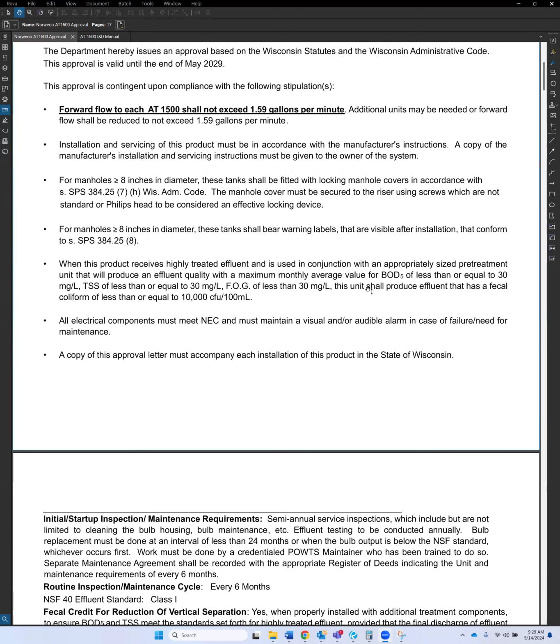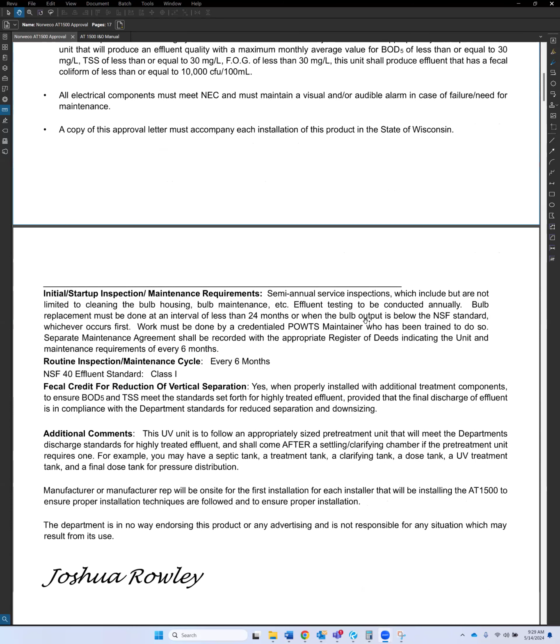Another issue with the lamps is they're going to require inspection and maintenance every 6 months. So there should be a separate maintenance agreement recorded on the deed for these, so they can specifically see the requirements for the UV lamp. The 6-month interval is going to verify that it's working. They need to disassemble the unit, clean it, and then put it back together again. And the bulb life is no greater than 24 months.